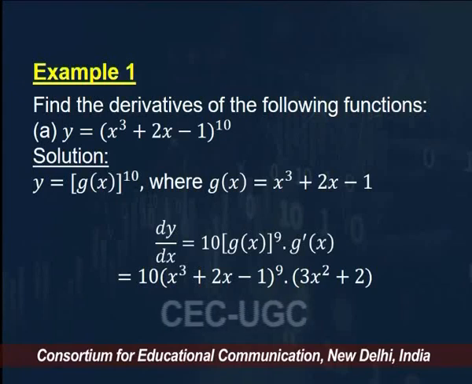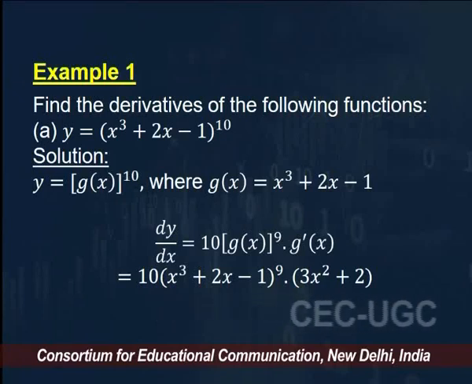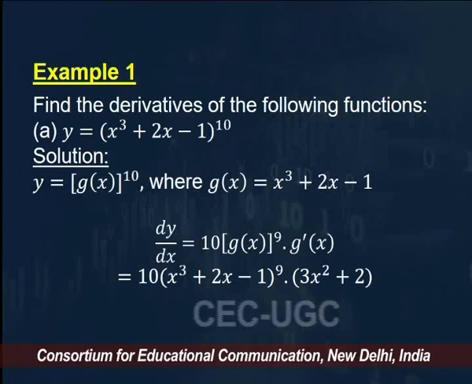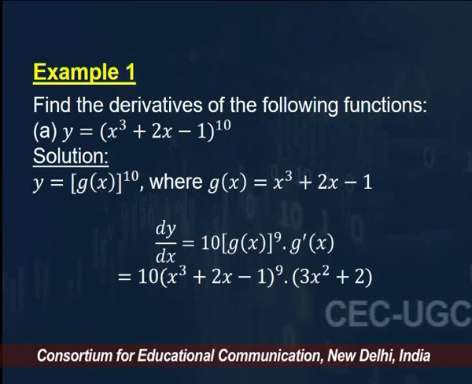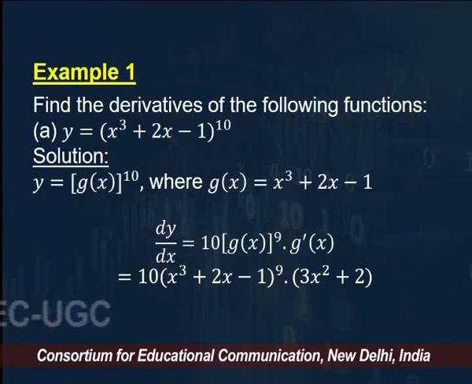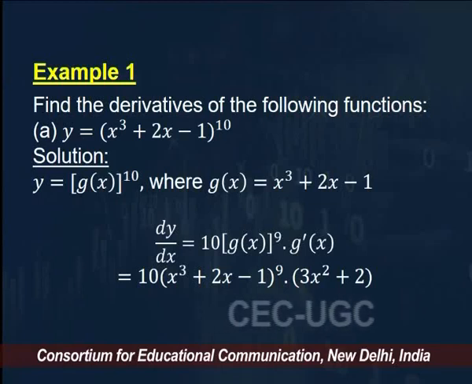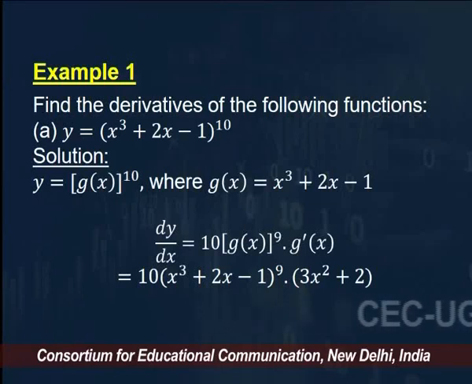And using the generalized power rule, our dy by dx would be equal to the constant 10 times g of x to the power 10 minus 1, which is 9, times g prime of x. So that then gives us 10 times x cubed plus 2x minus 1 to the power 9, times 3x squared plus 2, because 3x squared plus 2 is the derivative of g of x, and that is then our answer.